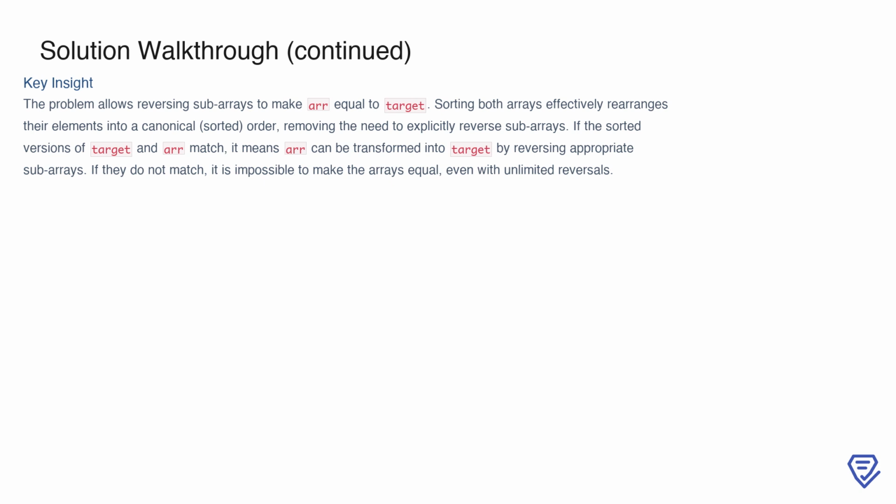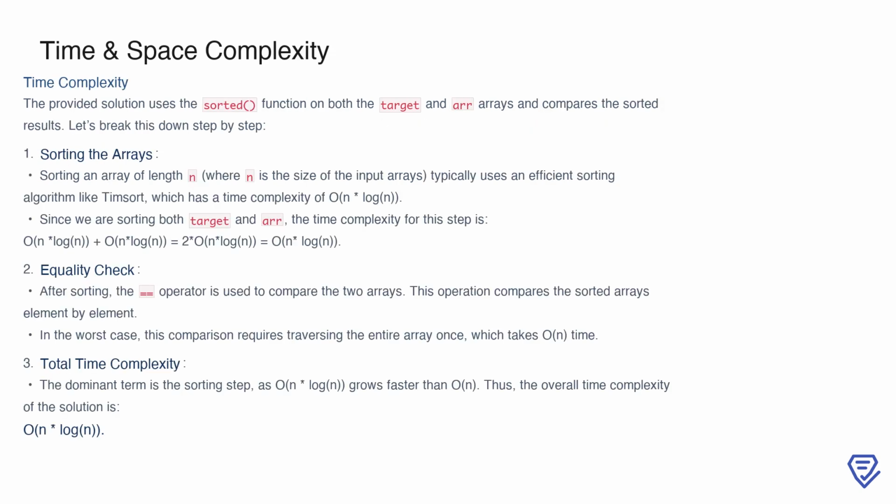and elegant. The time complexity of the solution primarily hinges on two operations: sorting the arrays and comparing them. First, sorting an array of length n is done using an efficient algorithm like timsort, which has a time complexity of O(n*log n). Since both the target and ARR arrays are sorted independently, the total time complexity for this step is twice that of a single sort, but constants are ignored in big O notation, leaving us with O(n*log n).